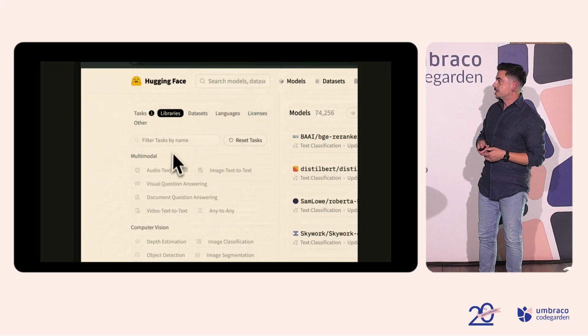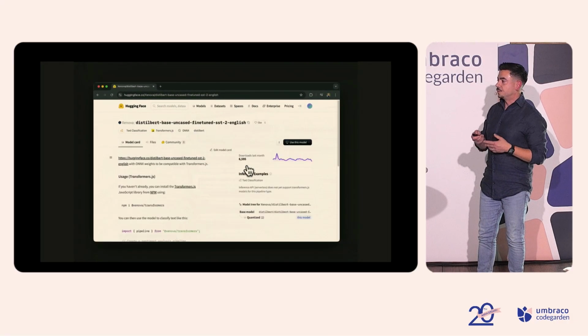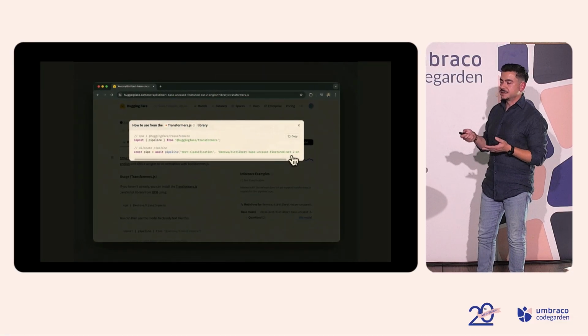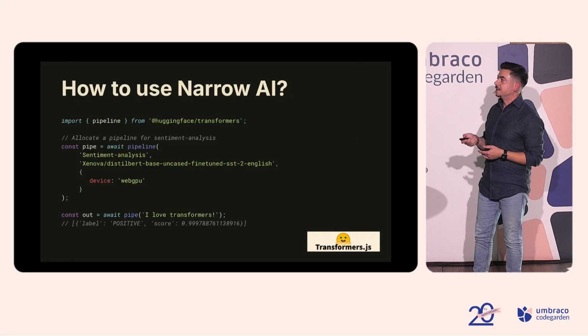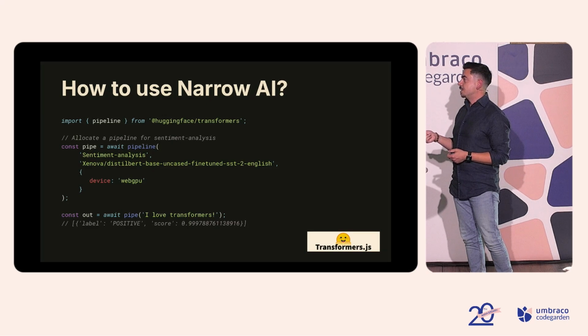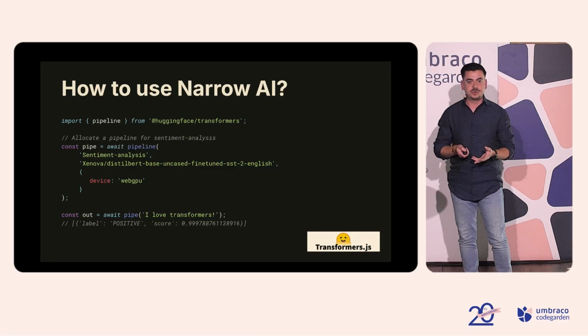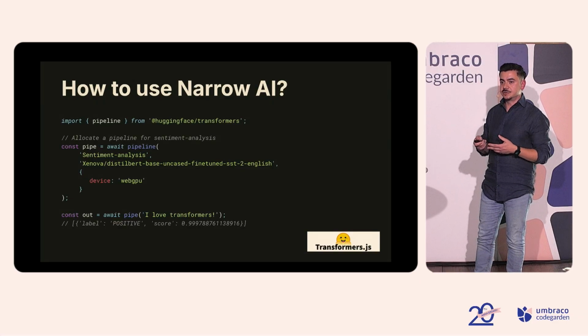I search for text classification, and as a library, I choose Transformers.js to filter the models that are compatible with it. I also get the snippet for using this model with the Transformers.js library. I copy this and put it here. This is the JS implementation of the sentiment analysis that we have seen in the demo. Here we use this model from Zenova, and as a device, we set WebGPU because WebGPU, depending on your hardware, of course, is typically faster than running your model on the CPU.